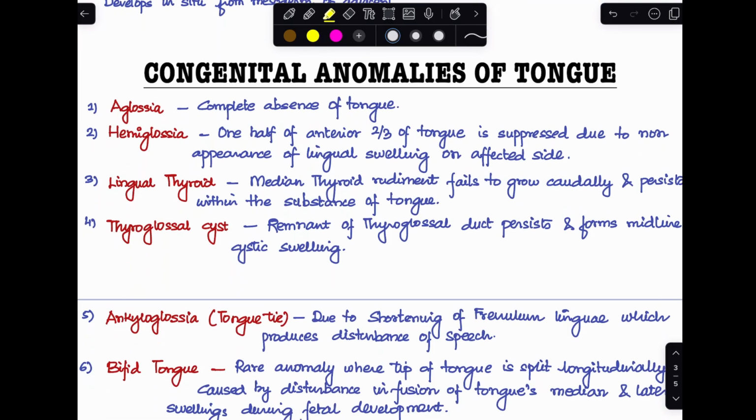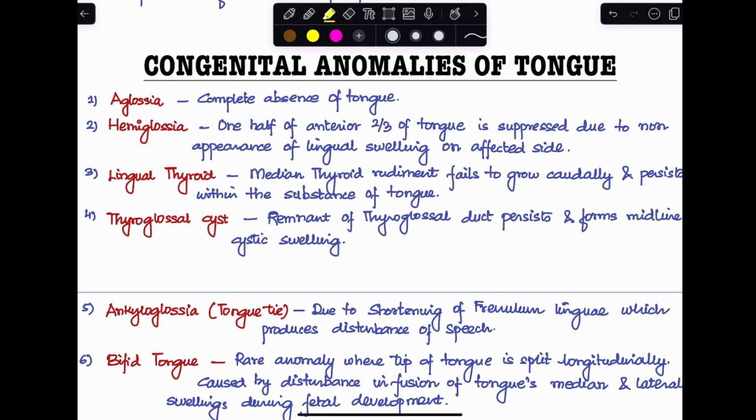Congenital anomalies of the tongue, and these will be explained from some aberration in the developmental process of the tongue. So we'll talk about 6 congenital anomalies. The first one is aglossia, which is the complete absence of the tongue.